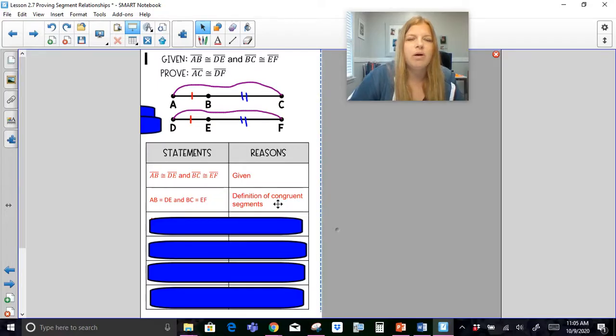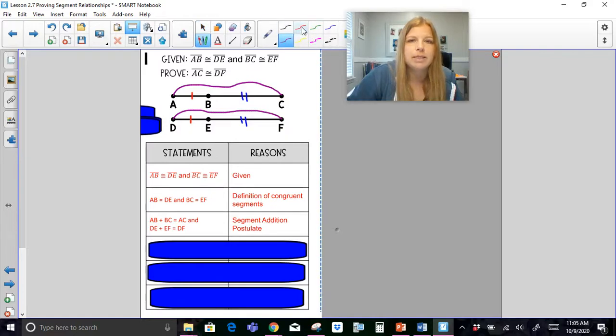So what we can also now say is we can use that segment addition postulate. And we can say, okay, well, AB plus BC is equal to AC, the entire thing. And DE plus EF is equal to DF. And that's your segment addition postulate. Now, the reason why this is going to be so helpful for us is I want you to take a look and see what happens here.